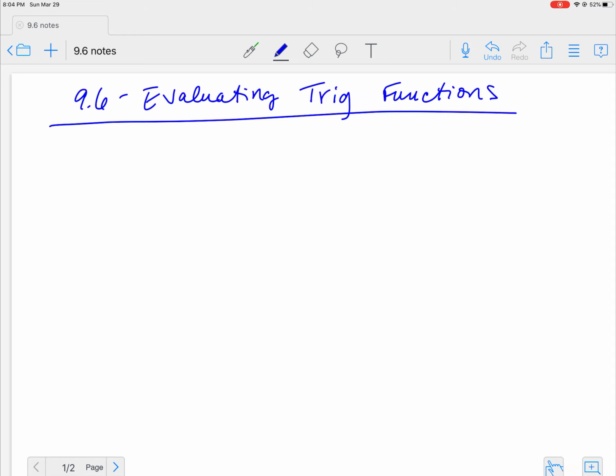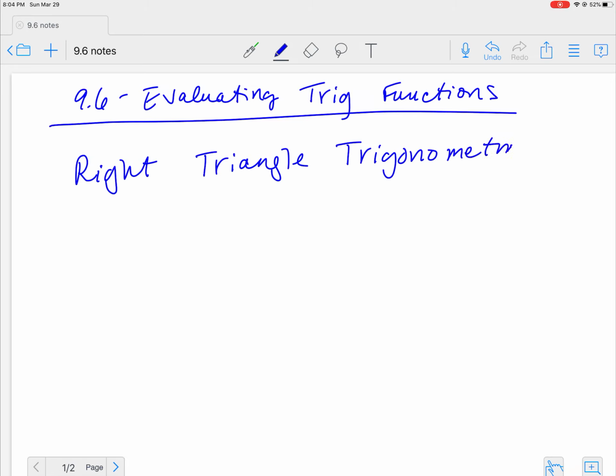All right, we're going to keep working with our right triangle trigonometry. Now instead of just having this on the coordinate plane, we can look at right triangles anywhere we want.